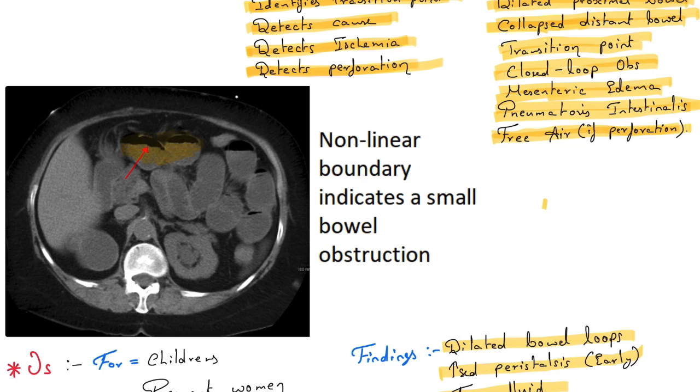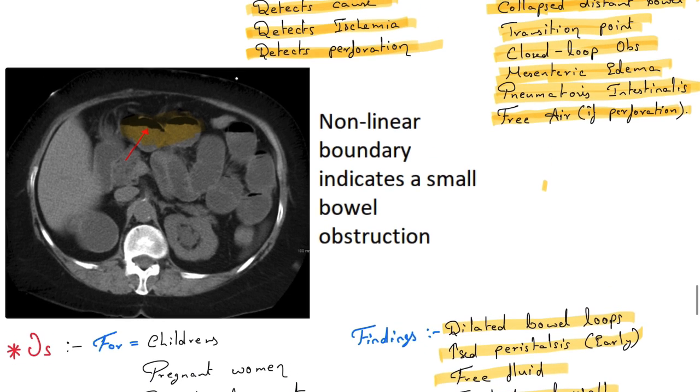Okay, so the fluid and gas accumulated with non-linear boundaries indicates a small bowel obstruction. Okay, so contrast enhanced CT is the investigation of choice for suspected small bowel obstruction. So next we can go with ultrasound.